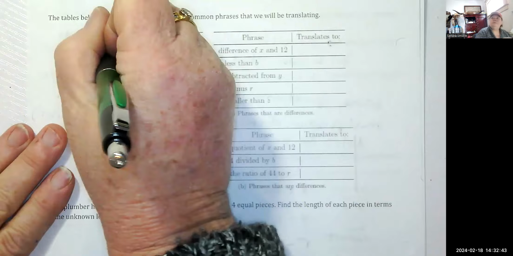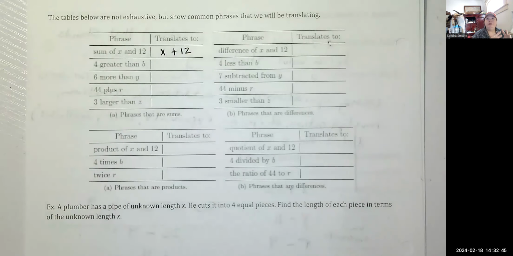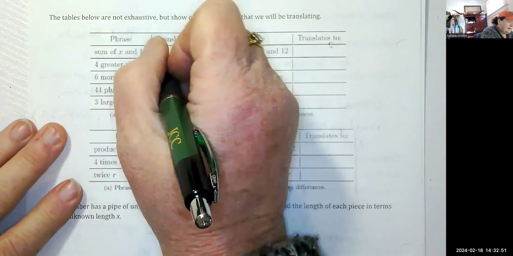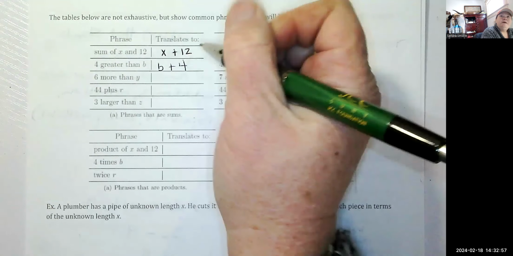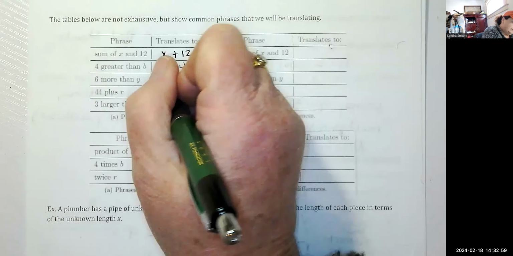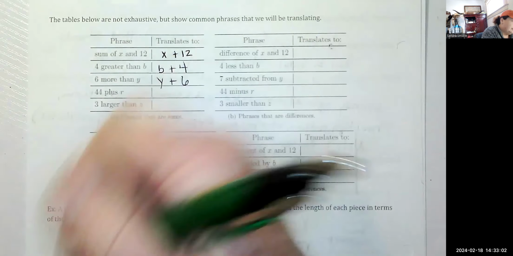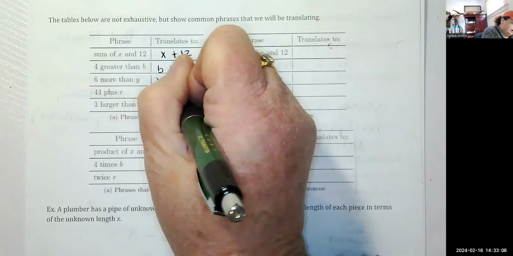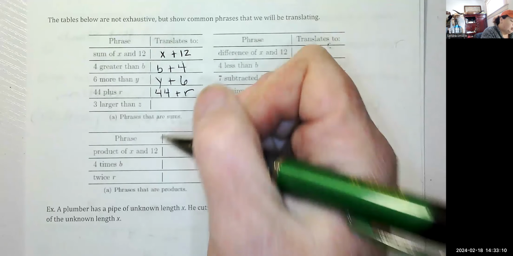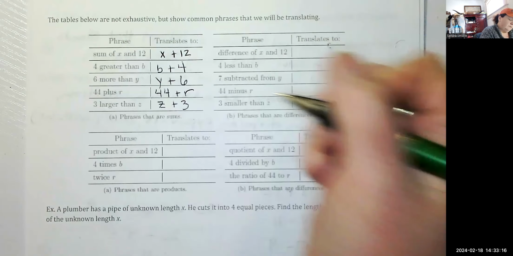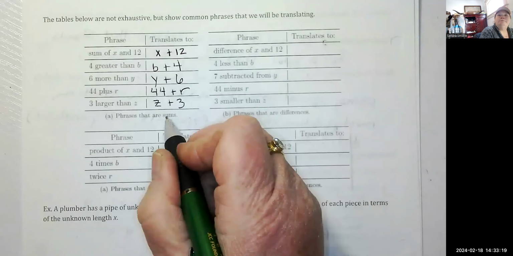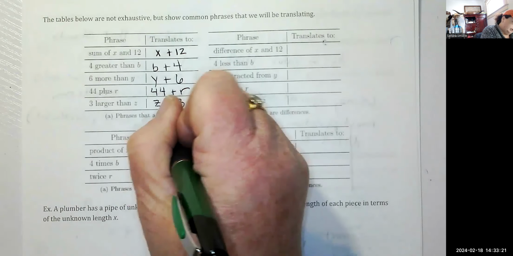Sum means addition. So make sure in your vocabulary you know that sum means addition, S-U-M. 4 greater than B means B plus 4, you're adding. 6 more than Y, that's Y plus 6. More than is you're adding. 44 plus R is literally 44 plus R. 3 larger than Z, so Z plus 3. These are all phrases that are sums, so addition.